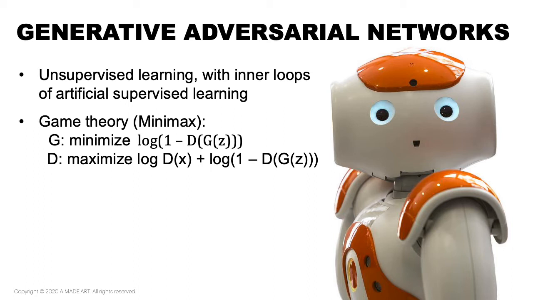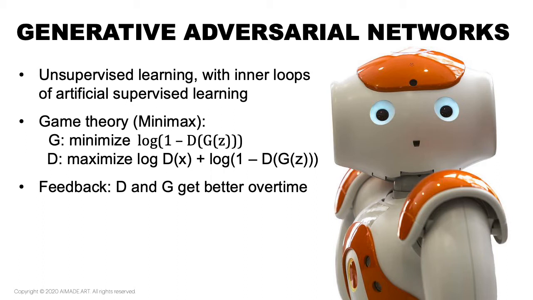Then after each iteration, the discriminator coaches the generator on ways to fool it better next time, so that both the generator and the discriminator get better over time. The model learns as well that there are many correct answers, not only one.